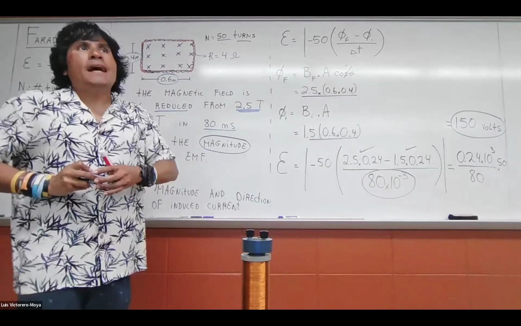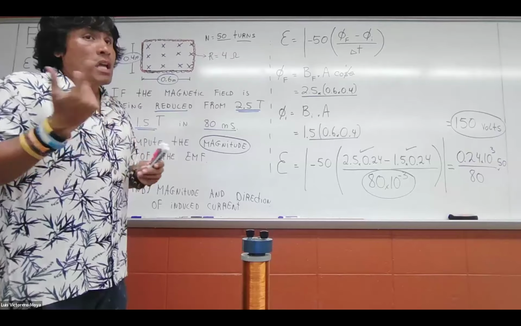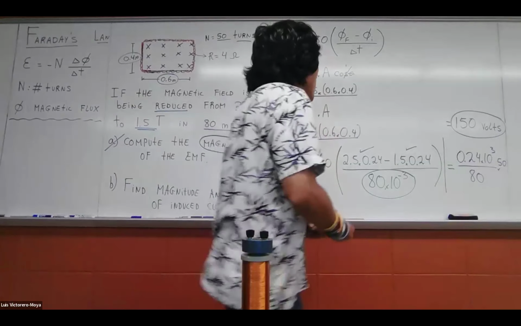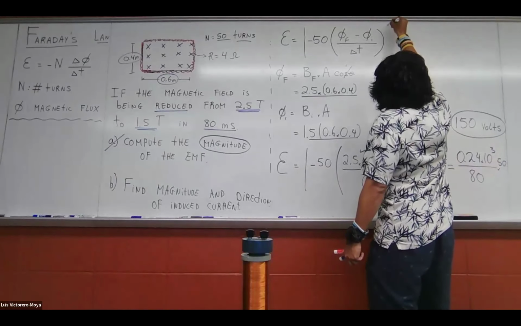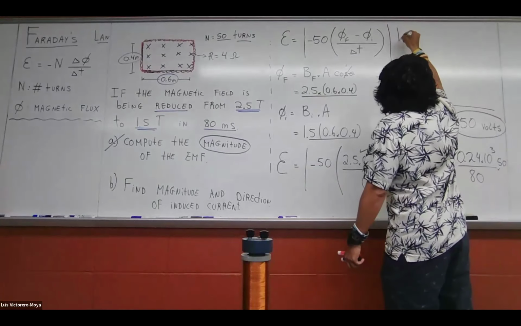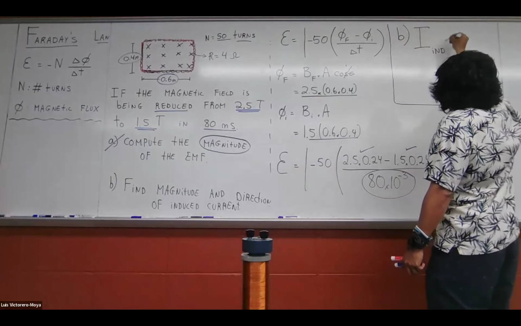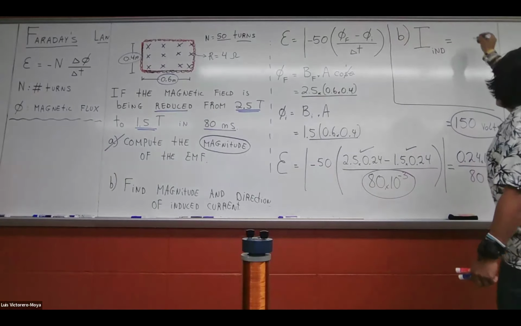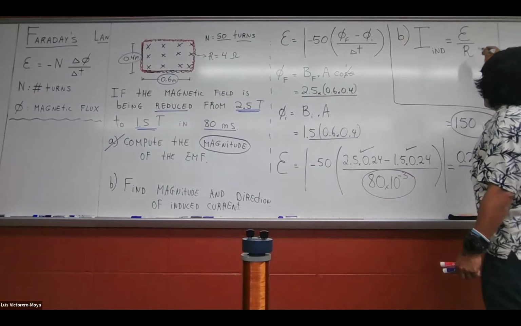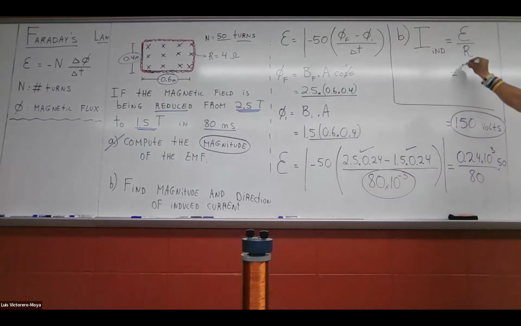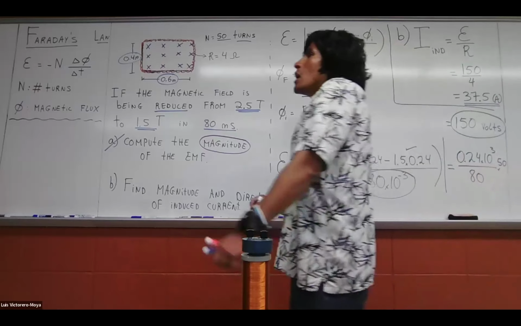Part B is asking you to find the current, the value and the direction. Let's find the value first. To find the value of the current, you're going to use Ohm's law, which is E divided by R. E is 150. R, the resistance, is 4. That will be 37.5 amperes. That's the value of the current.